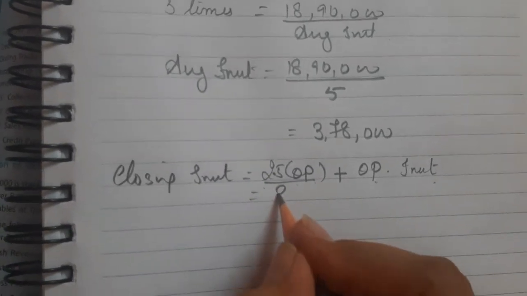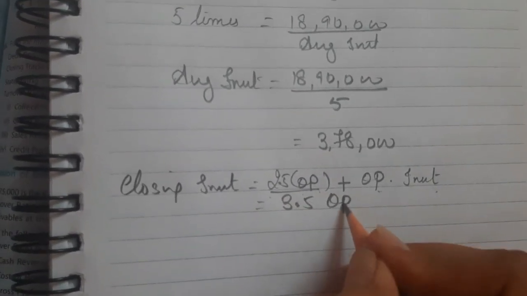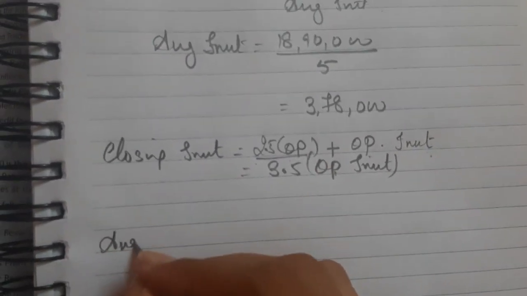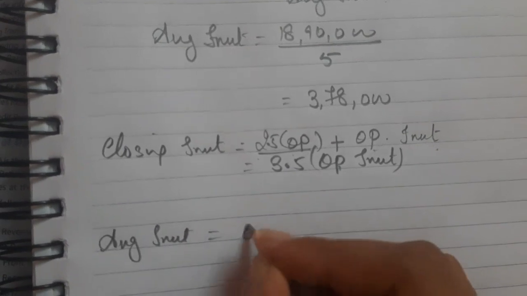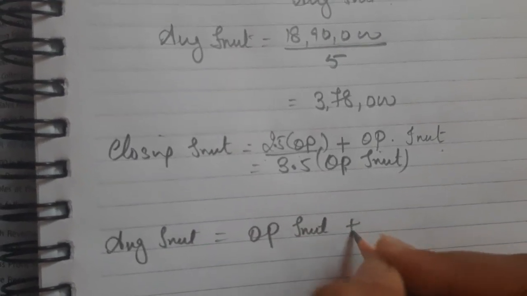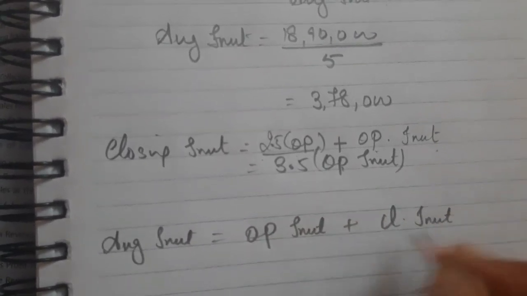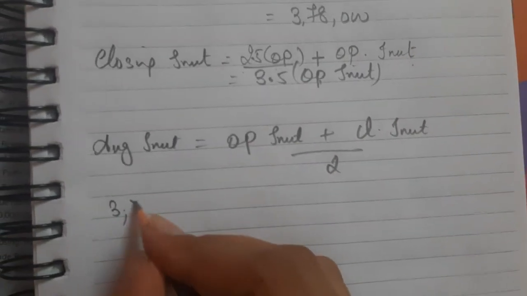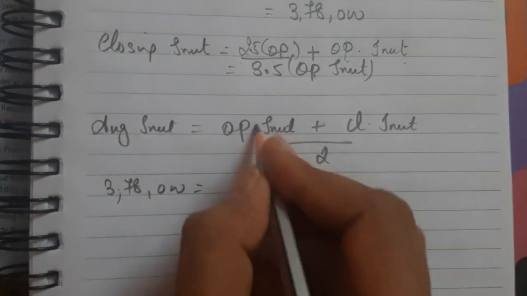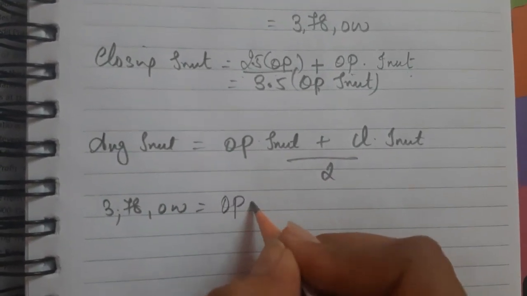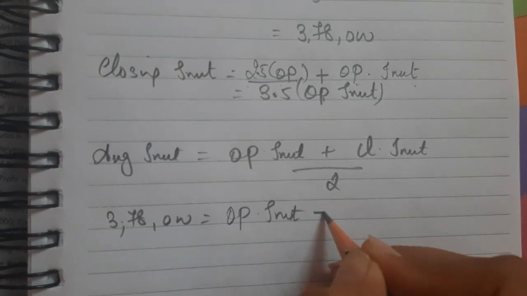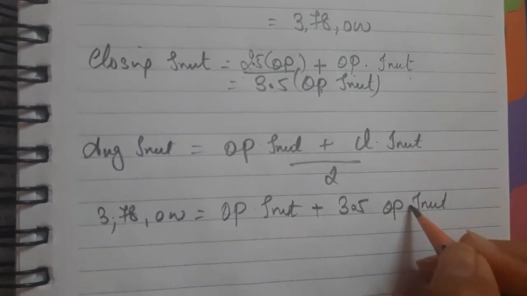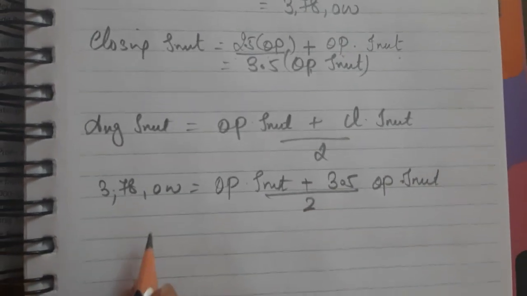So ultimately this will be 3.5 opening inventory. Now using this, average inventory is what? Opening inventory plus closing inventory divided by 2. Okay, now you have average inventory as 3,78,000. Instead of closing inventory you have to write 3.5 times opening inventory, so opening inventory plus 3.5 times opening inventory divided by 2. This 2 will go here.